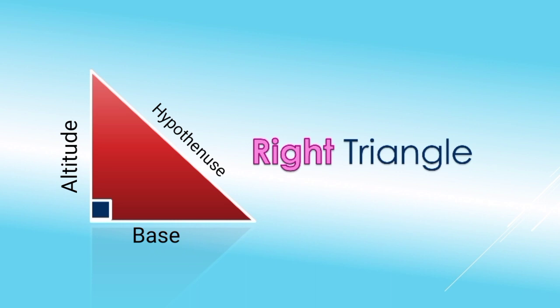In geometry, a hypotenuse is the longest side of a right angle triangle, the side opposite the right angle. So we can say that the length of the hypotenuse can be found using the Pythagoras theorem, which states that the square of the length of the hypotenuse equals the sum of the squares of the lengths of the other two sides. That is called the Pythagoras theorem.